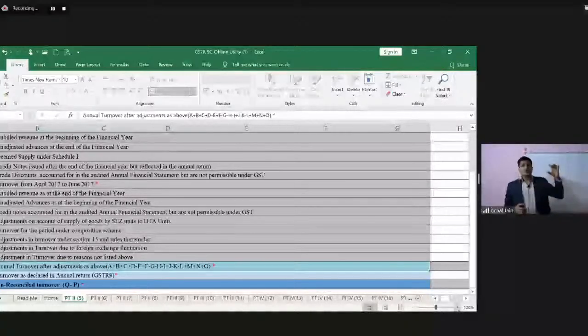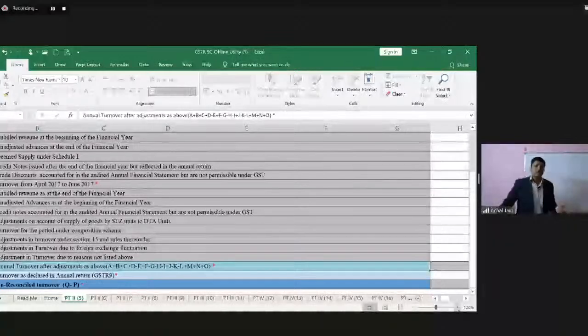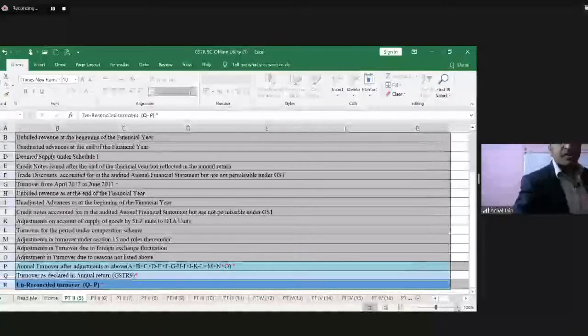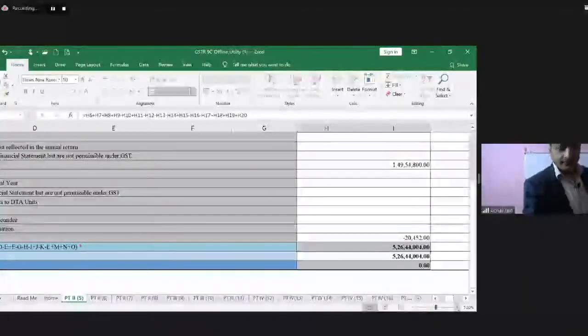And let's suppose the turnover that we started with was 50 crore, on which we have made certain adjustments. We have reduced certain items and we have added certain items, and now it becomes 49 crore. So this becomes the adjusted annual turnover. Now this adjusted annual turnover should match with the turnover which is reflected in GSTR 9. So this is the first part which the GST auditor is required to audit.